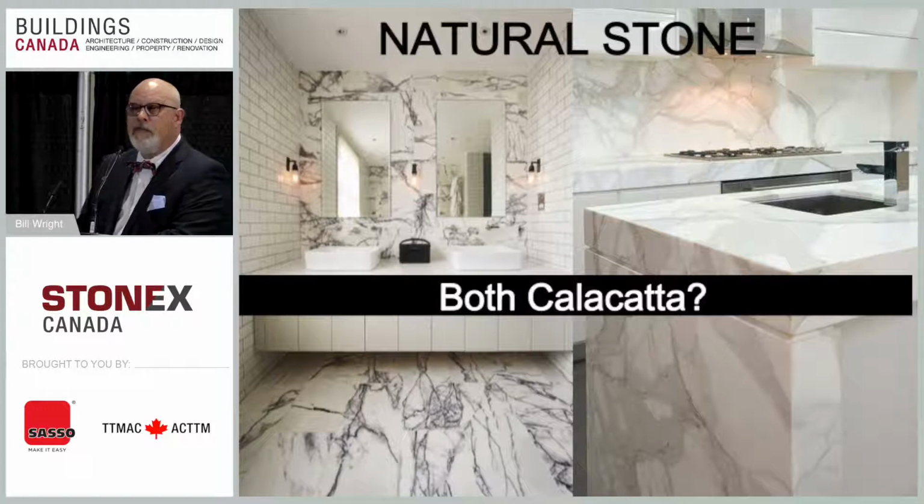Also, look at the edges. Especially in both tile and stone, we can get tile that's rectified. We can get tile that's unrectified. We can get mitered edges in both tile and stone. These are things to consider because this will dictate what type of grout joint you have to use.